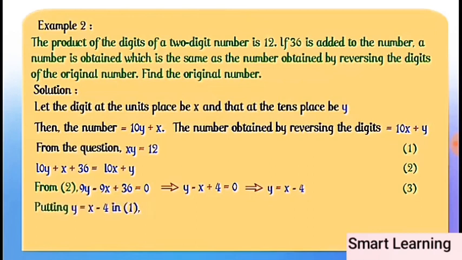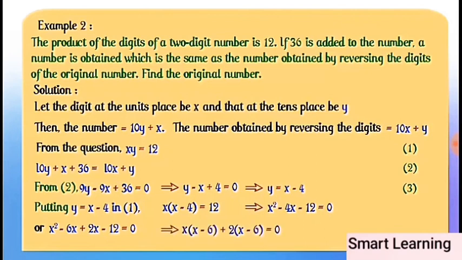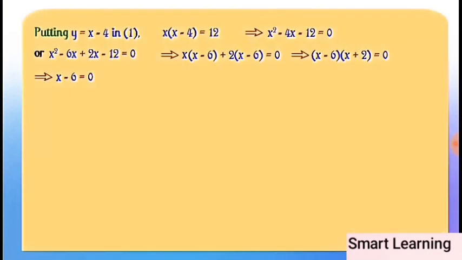Putting y is equal to x minus 4 in first, we have x into x minus 4 is equal to 12. Therefore, x square minus 4x minus 12 is equal to 0. Or, splitting the middle term, we have x square minus 6x plus 2x minus 12 is equal to 0. This implies, taking x common from the first two terms, x into x minus 6 plus 2 into x minus 6 is equal to 0. This implies x minus 6 into x plus 2 is equal to 0. This implies x minus 6 is equal to 0 or x plus 2 is equal to 0. This implies x is equal to 6 or x is equal to minus 2.